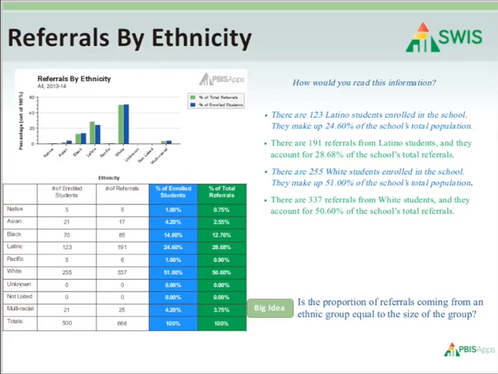Barbara, is this real data from a school? It is data from the demonstration account for Swiss.